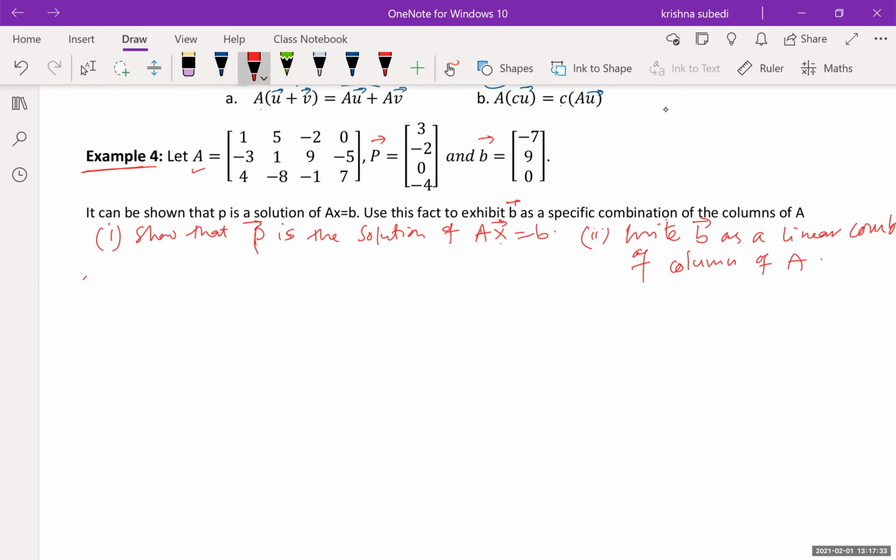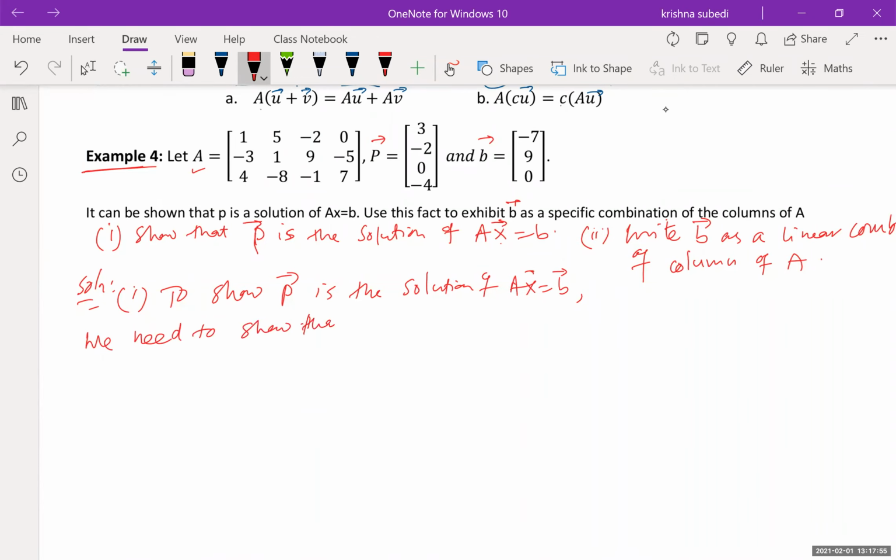Okay, so first, to show P is the solution of AX equals B, we need to show that x equals P. In other words, we need to show that AP equals B. That's what we need to show, because AX equals B means x and P are equal, so the value of x is P. That's the solution, right? So let us check what AP is.